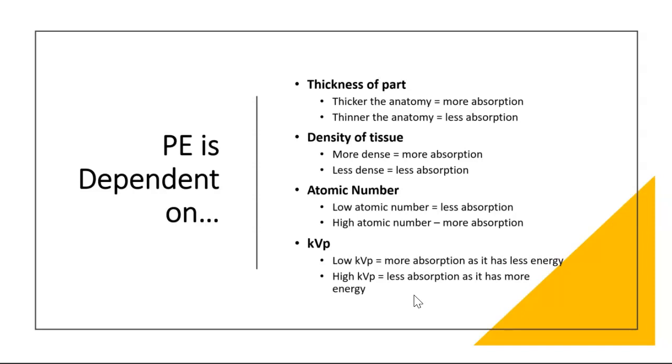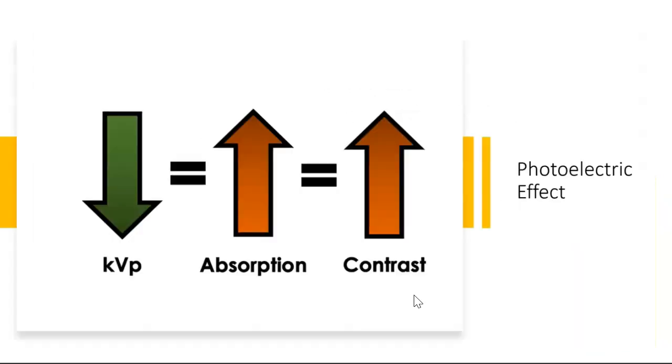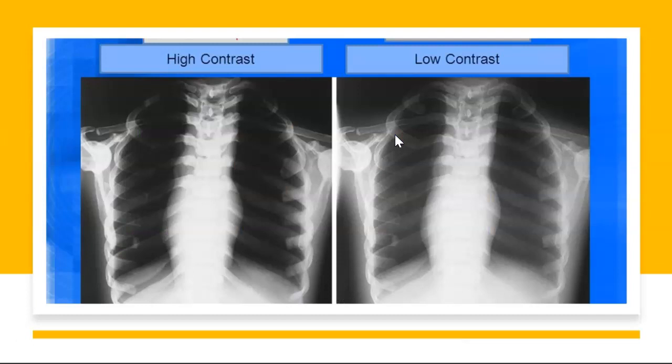You need some absorption, okay? So you've got to find a happy medium based on the atomic number, the density of the tissue, and the thickness of the part. You're going to learn about that as we go through this program. So photoelectric: if you decrease your kVp, you're going to increase your photoelectric absorption and you're going to increase your contrast.